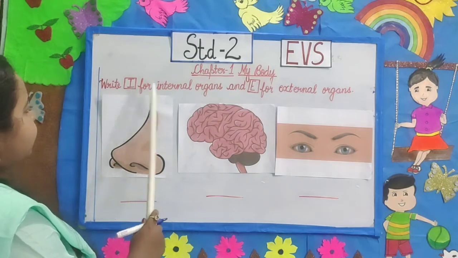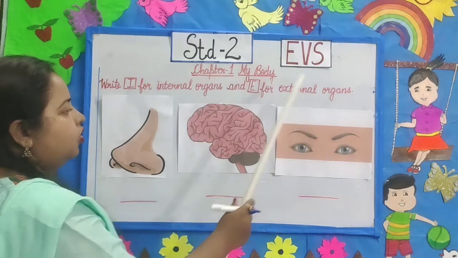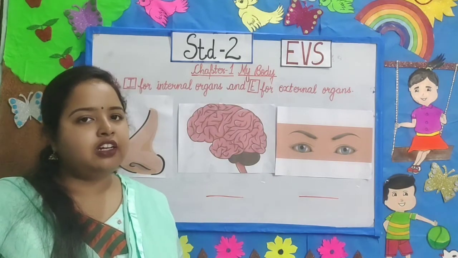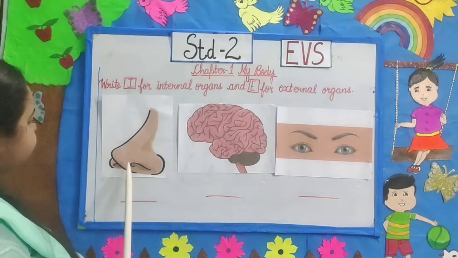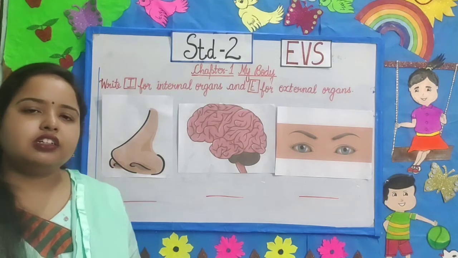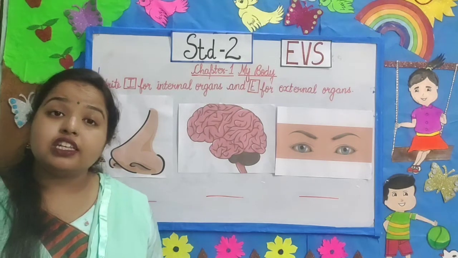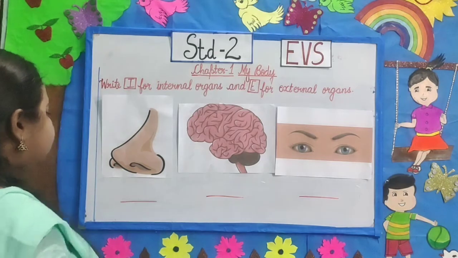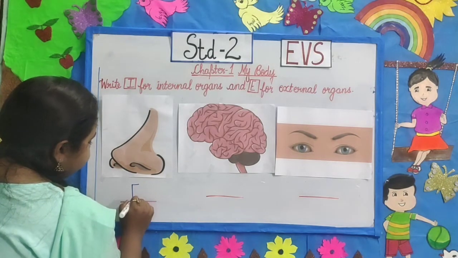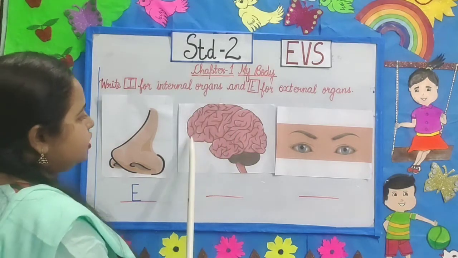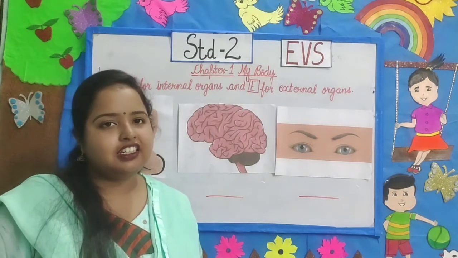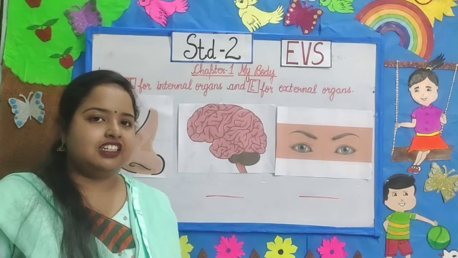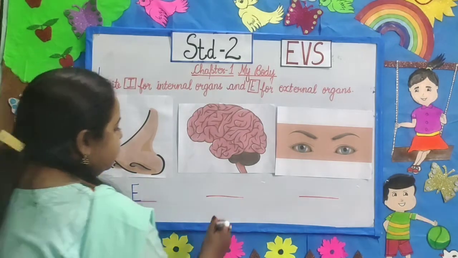Next one, write I for internal organs and E for external organs. So here you have to identify the pictures and write whether it is an internal organ or an external organ. So, first one, what is this, children? Yes, it is our nose. Is it an external or an internal organ? Yes, it is an external organ. So, we write E. What is this, children? Yes, this is our brain. Is it an internal or an external organ? Yes, it is an internal organ. So, we'll write I.